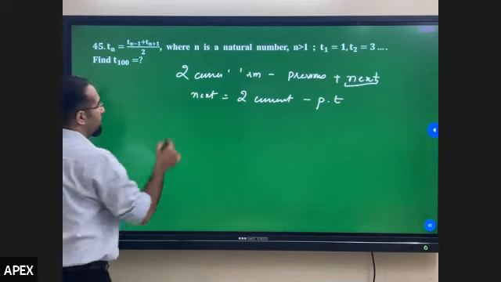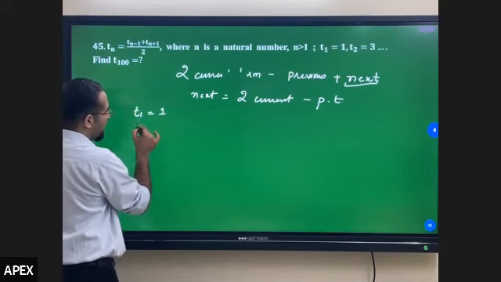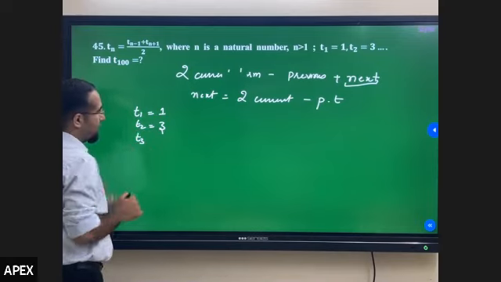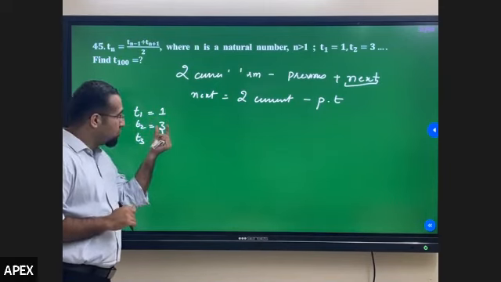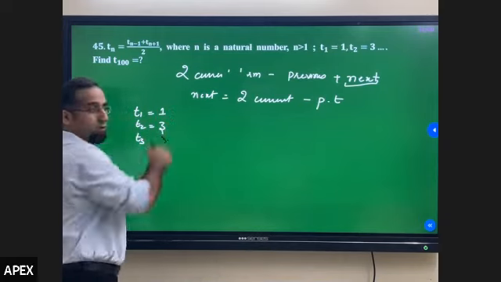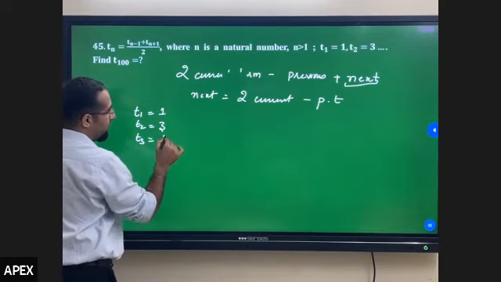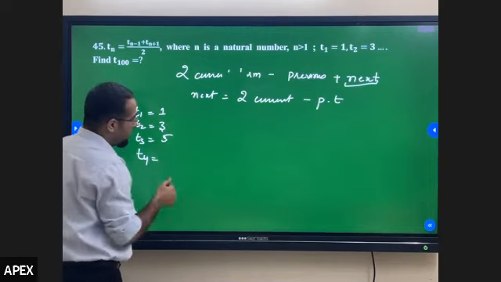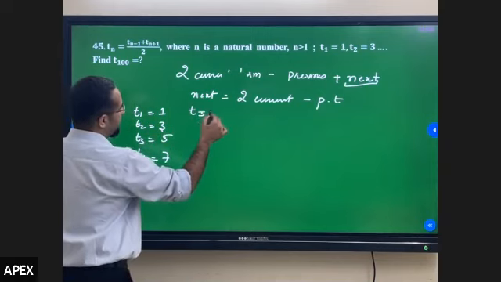Clear? So if I'm talking about T1, T1 is equal to 1, T2 is equal to 3. Let's see what is T3. This is my next term, equal to 2 times my current term minus my previous term. So 2 3s are 6 minus 1 gives 5. What is T4? 2 5s are 10, 10 minus 3 is 7. What is T5? 2 7s are 14, 14 minus 5 is 9.